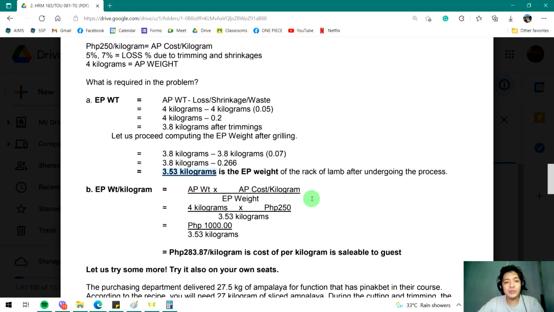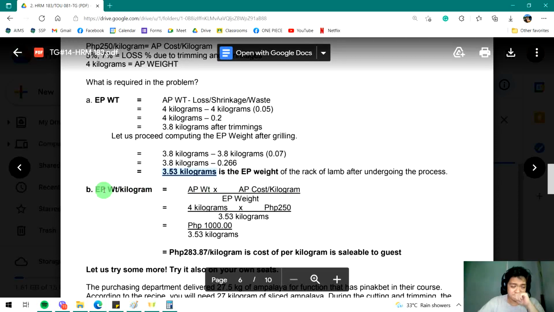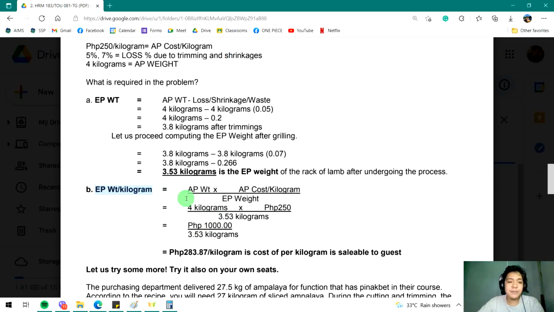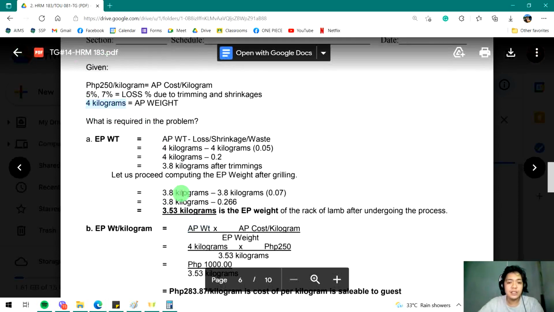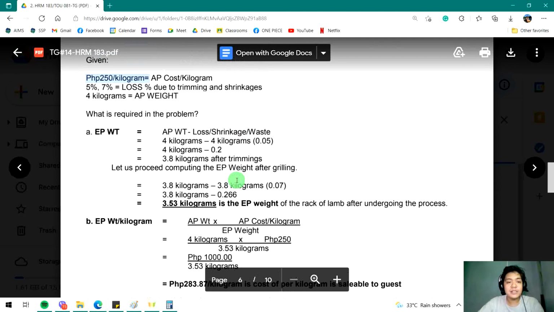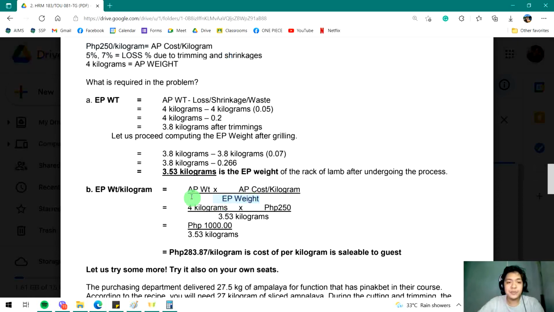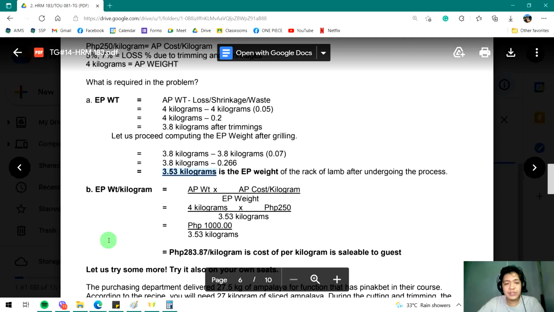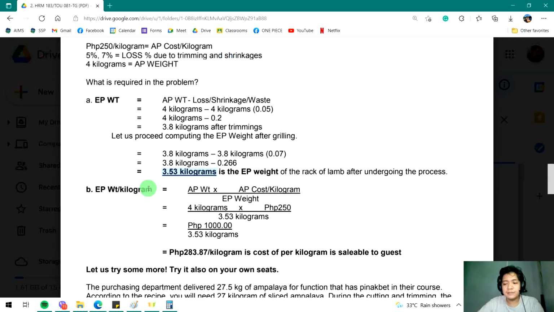Now, kailangan nating alamin kung magkano ang cost nito ng 3.53 kilograms. What we're going to do is to use this formula, EP cost. So EP cost is equals to as purchase weight, which is yung 4 kilograms, times AP cost per kilogram, which is 250, divided by EP weight, which is ito, yung 3.53 kilograms. Again, open notes tayo pag mag-a-answer. Kaya okay lang kahit di nyo kabisaduhin yung formulas. It's better if you will understand how it works.